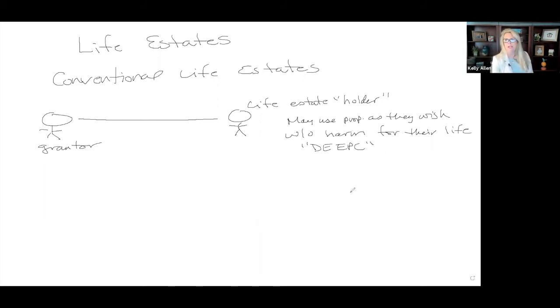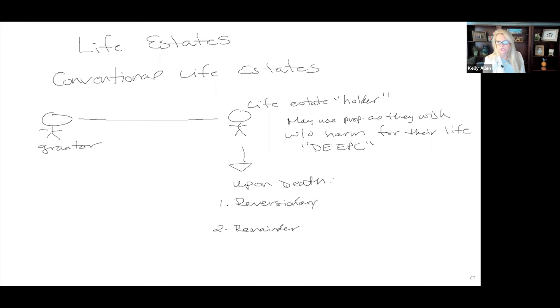Now, what happens when the life estate holder croaks out? They pass away. They're gone. Well, one of two things could happen. When they die, upon death, we have two situations we could set up. We could set up a reversionary interest, reversionary situation, or we could set up a remainder.